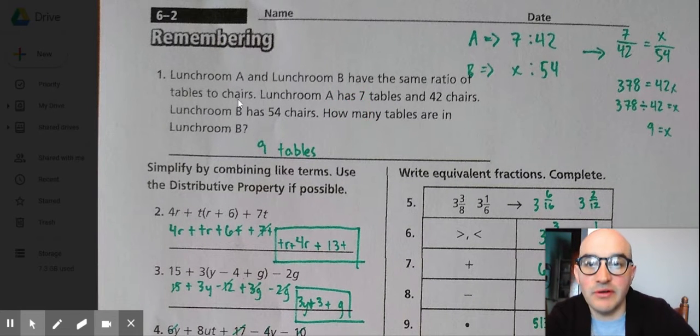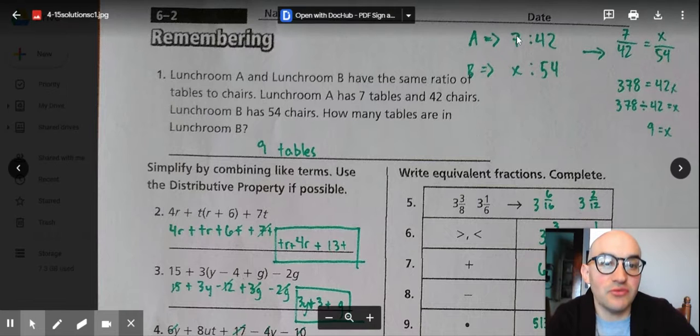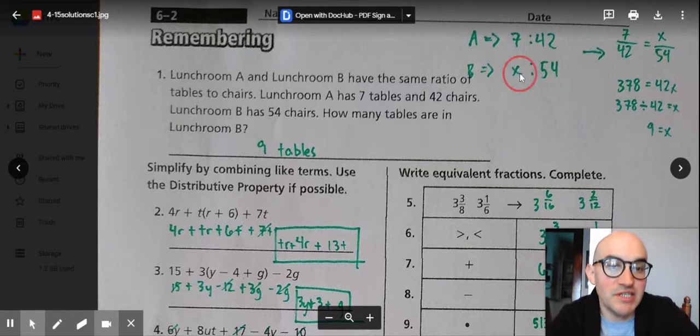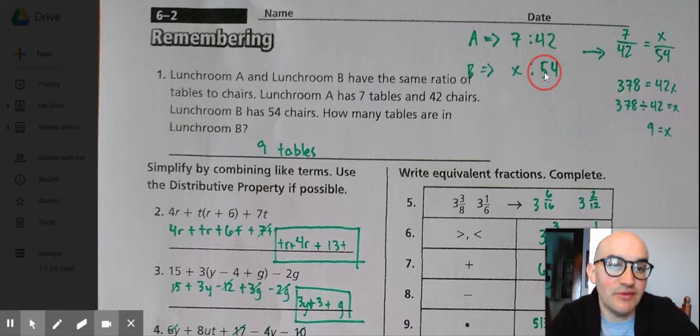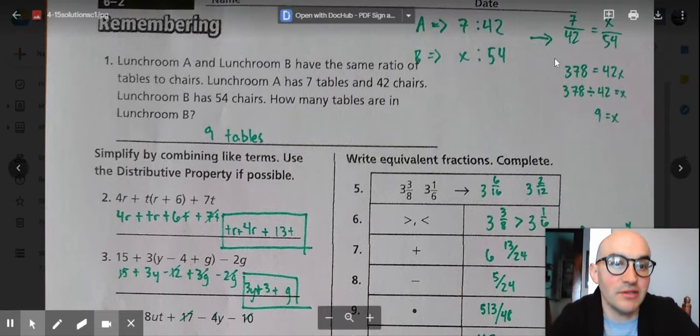What we'll do here is it's asking us to compare tables to chairs. So tables and chairs are in a ratio. Lunchroom A and lunchroom B, different rooms, but they have the same ratio. So lunchroom A is given to us as 7 tables and 42 chairs. B gives us an unknown number of tables and 54 chairs. And so the question is, what is that unknown? That's part of math. We're going to try to figure this out.